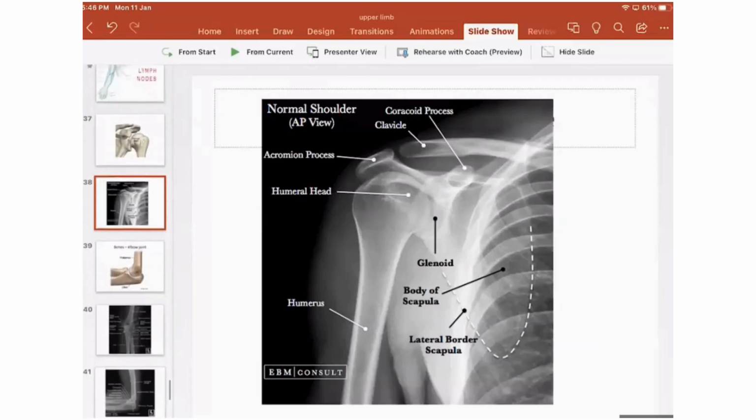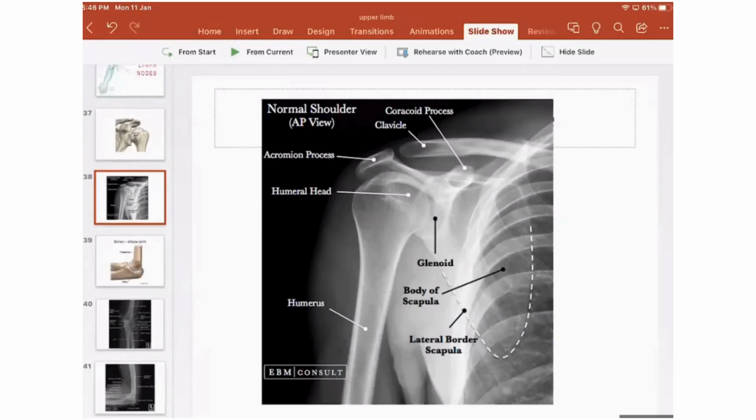Okay, there is no superimposition. Is the scapula anterior or posterior to us? The scapula is behind, but you can see the outline of the scapula. So it is a superimposing structure on the normal X-ray of the shoulder joint.